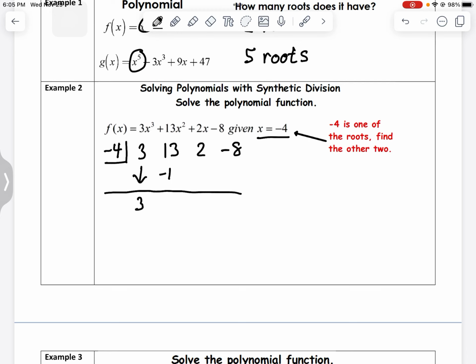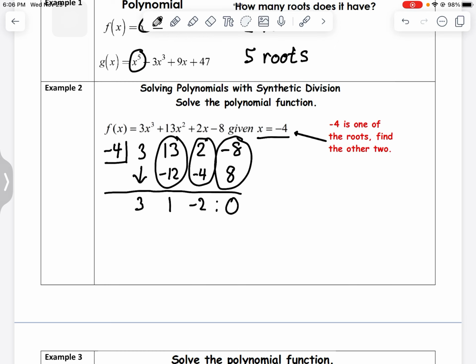-4 times 3 is -12. Add what's up above, we get 1. Multiply. Add here, this gives us -2. Now notice at the end what we get. -4 times -2, that ends up being +8. So -8 plus 8 means that we have a remainder of 0. I just put the colon down here as a reminder that the last number is the remainder.